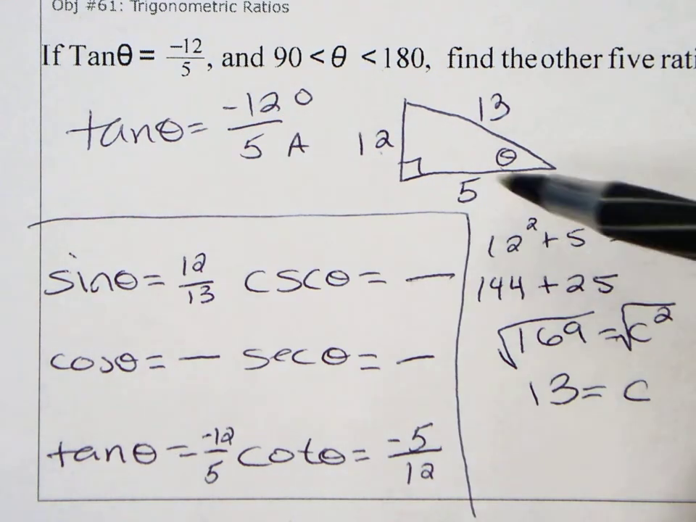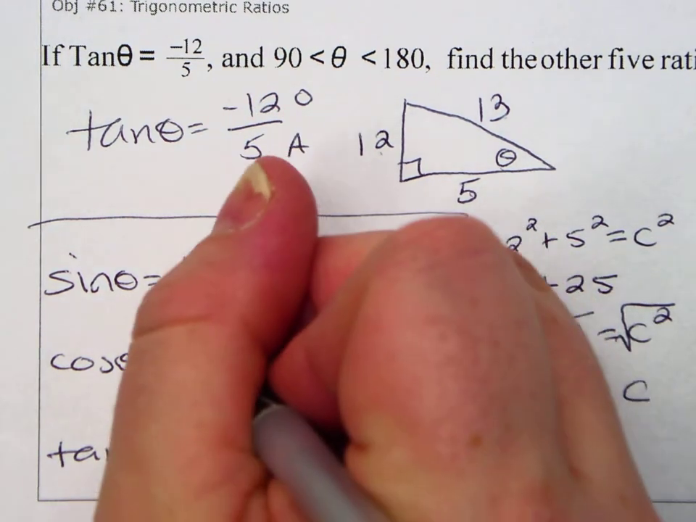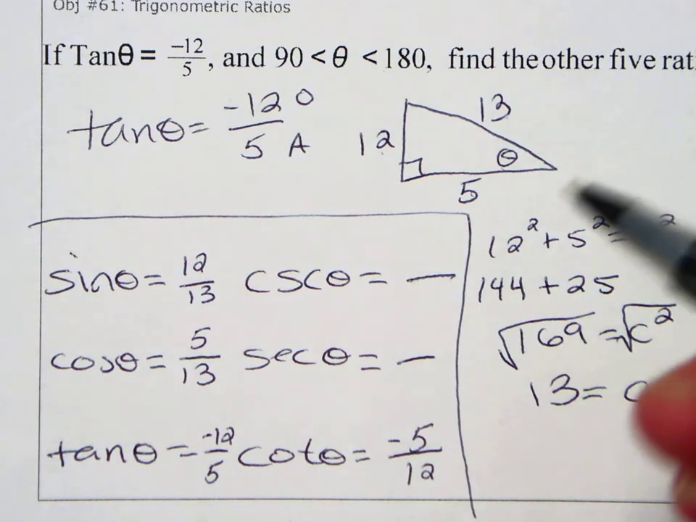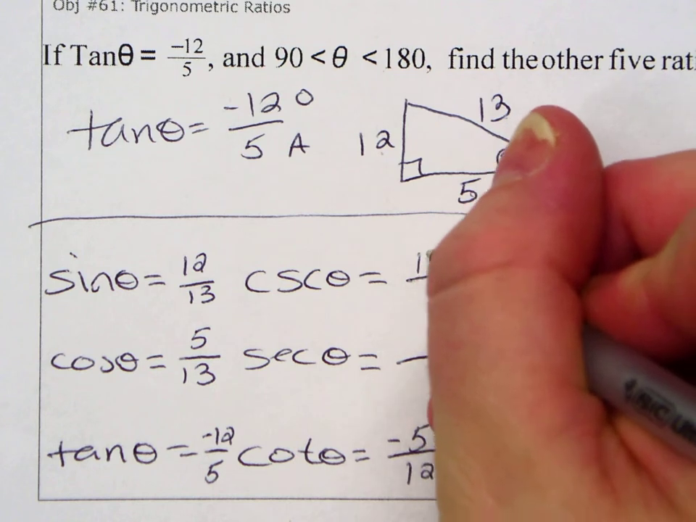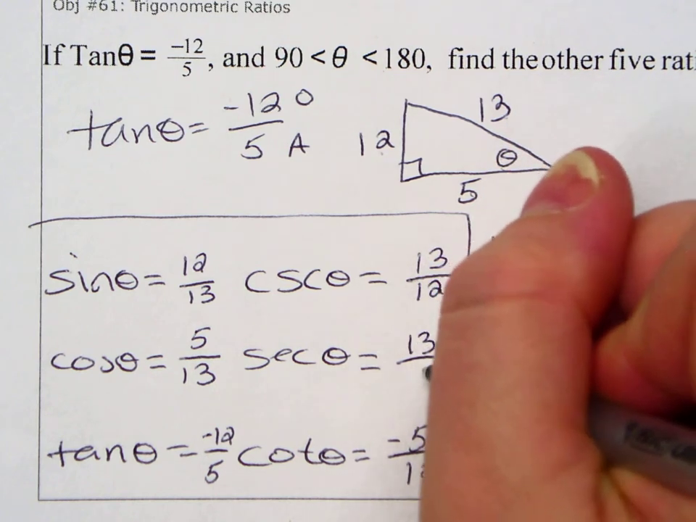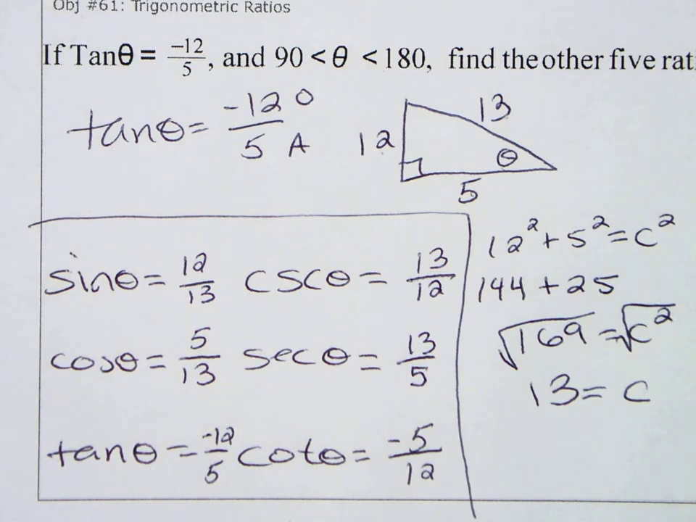Cosine is adjacent over hypotenuse. To find the other two, reciprocals. Hypotenuse over opposite. Hypotenuse over adjacent. Last step, we are not done. Do not forget this last step. It's a big step. It's important.